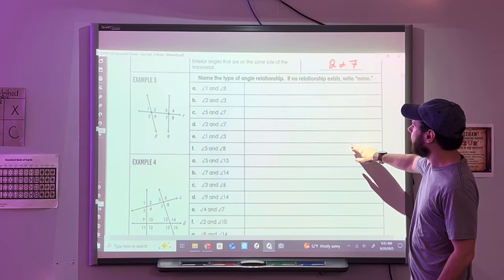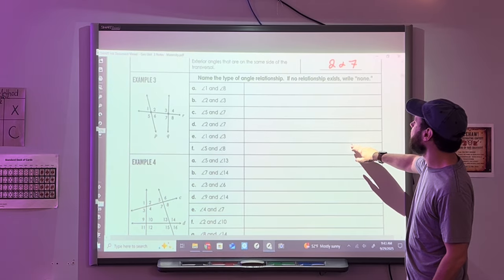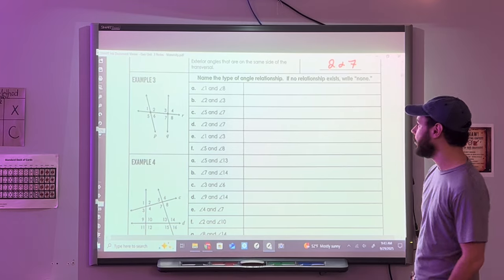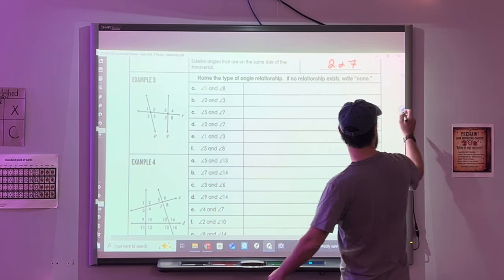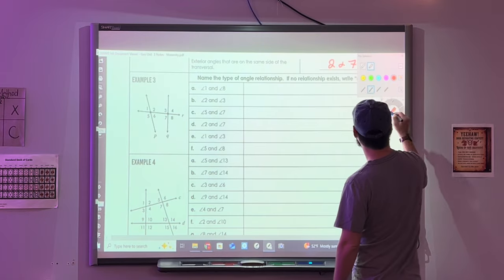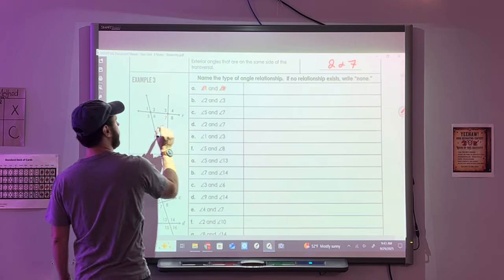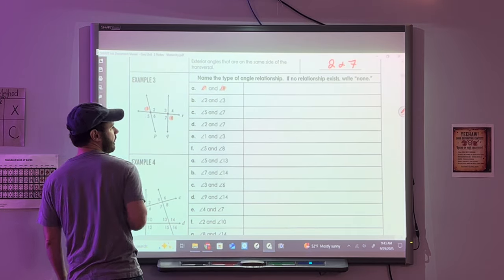Example 3, identify the relationship. If none exists, write none. It's totally possible that we don't have a description that matches. Let's see here. All right, 1 and 8. 1 and 8. All right.